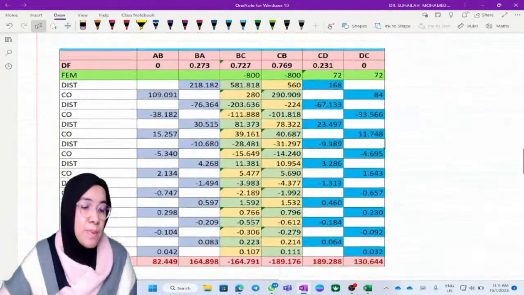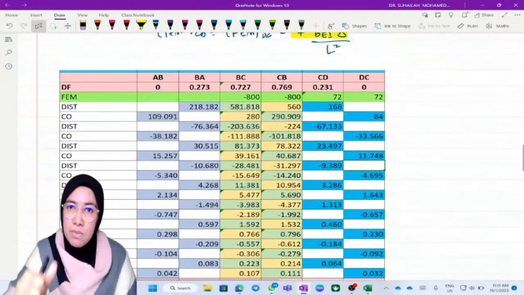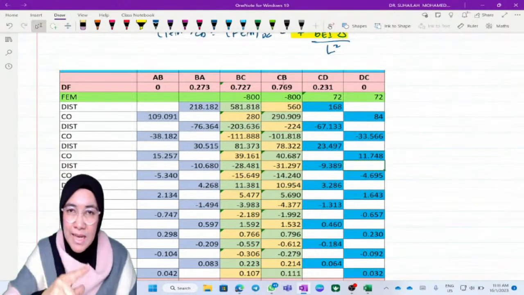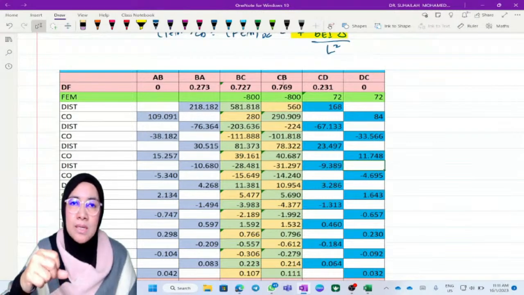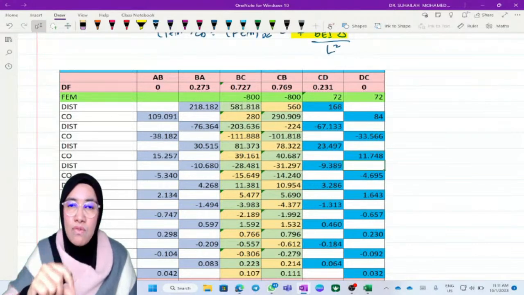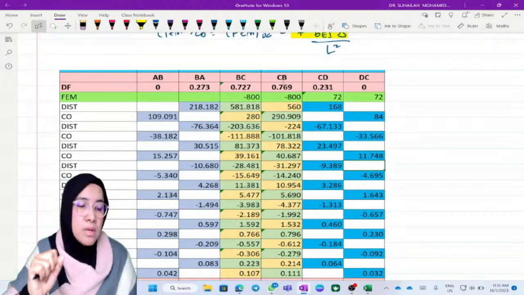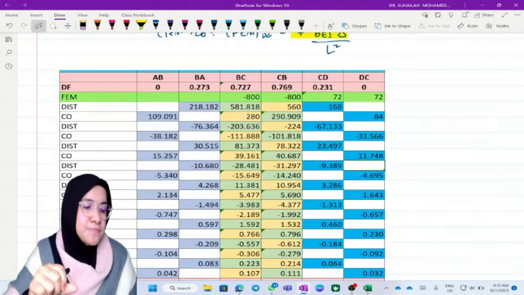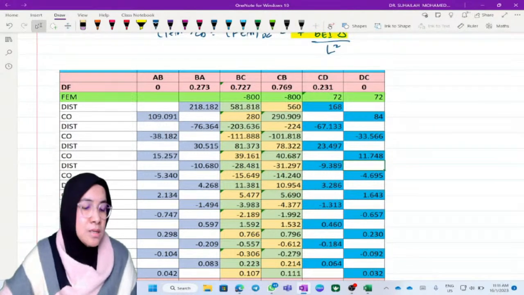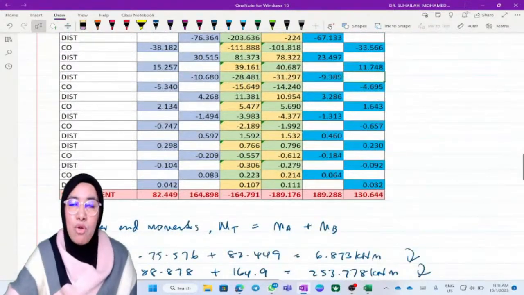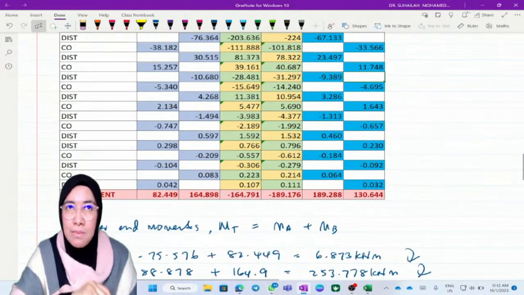So we have to repeat the process in the table. Distribution, carry over, one cycle, repeat again: distribution, carry over, distribution, carry over. Be careful with the far end condition, because the carry over factor depends on the far end condition. In this case, we use all 0.5 factor. So finally, we get the end moment for part B, meaning the end moment due to support settlement.